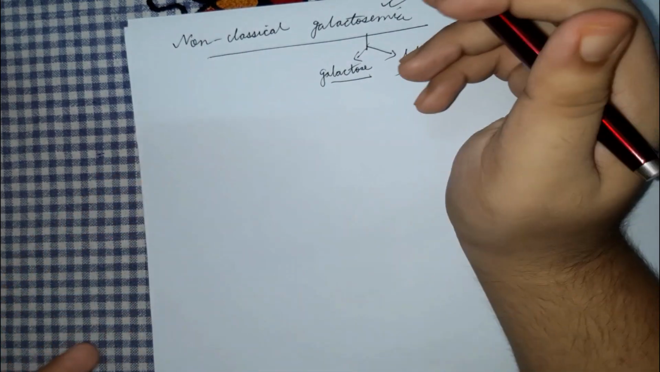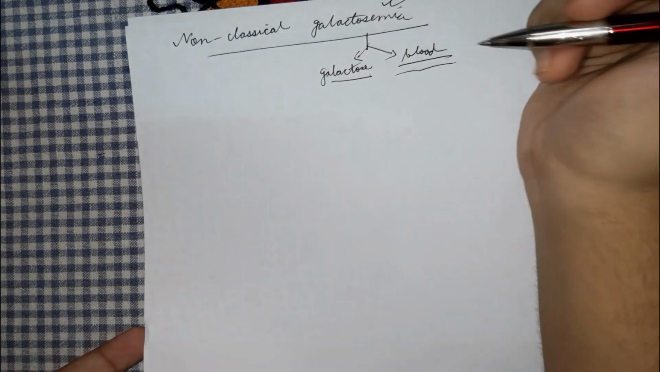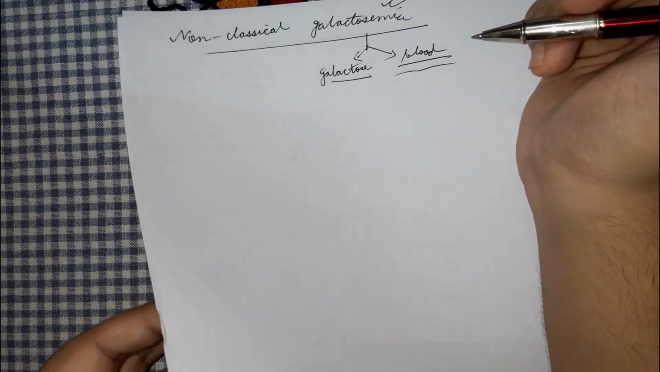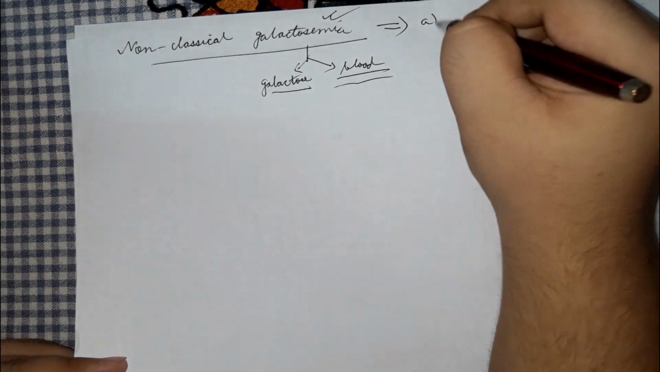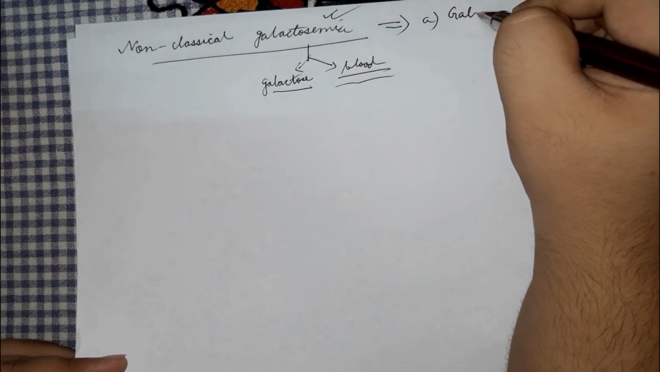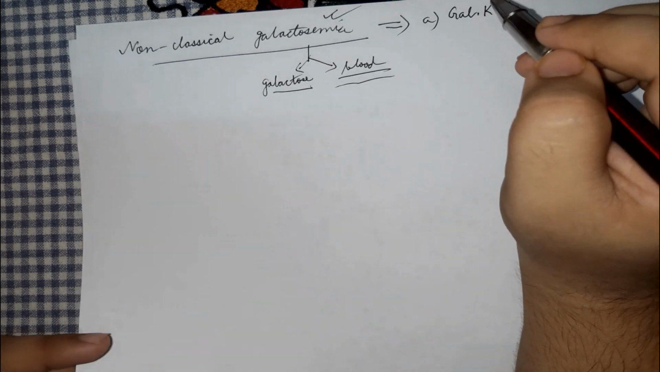But obviously galactose will be present in blood. Then what's the disorder here? Excess galactose. So when does this occur? Obviously, as I have mentioned, when there is galactokinase deficiency.